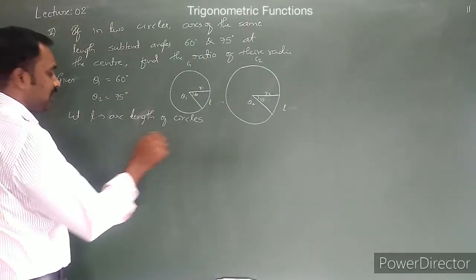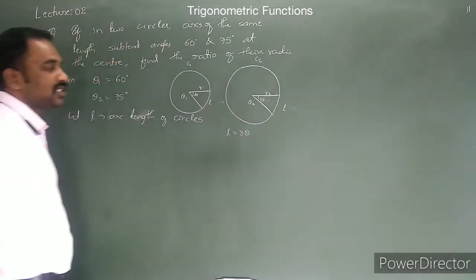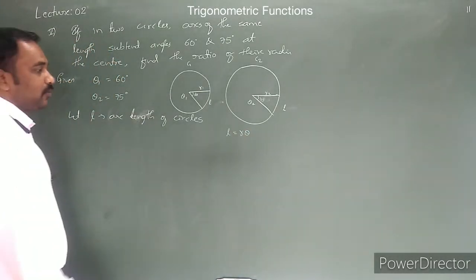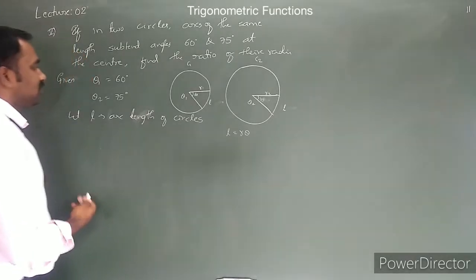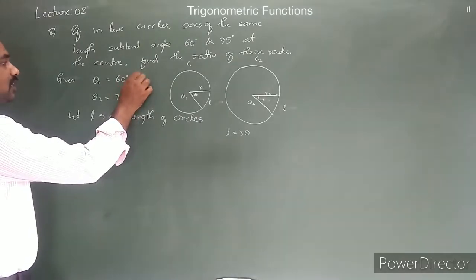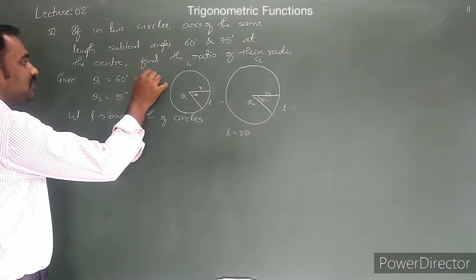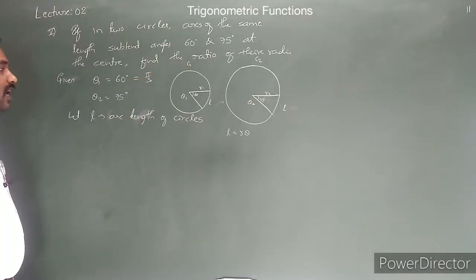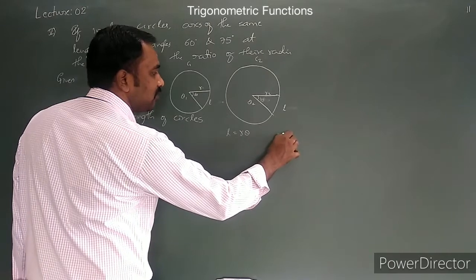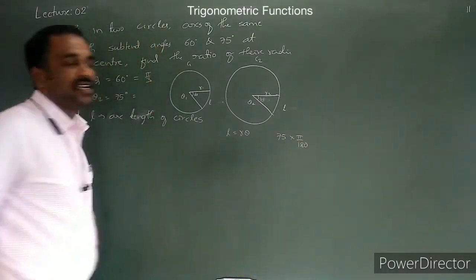Now we know the formula L is equal to r theta. Using this, we have to find the ratio of their radii. For finding the ratio of their radii, theta must be in terms of radians. Converting to radians, the radian measure of 60 degrees is pi by 3. And for 75 degrees, I will do the rough work: 75 degrees converting to radians, that is multiplied by pi divided by 180.